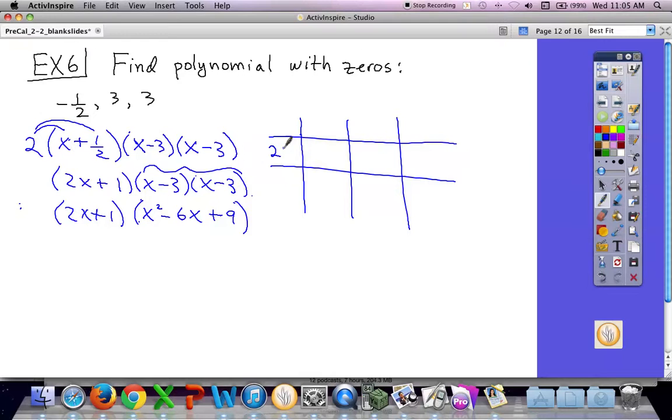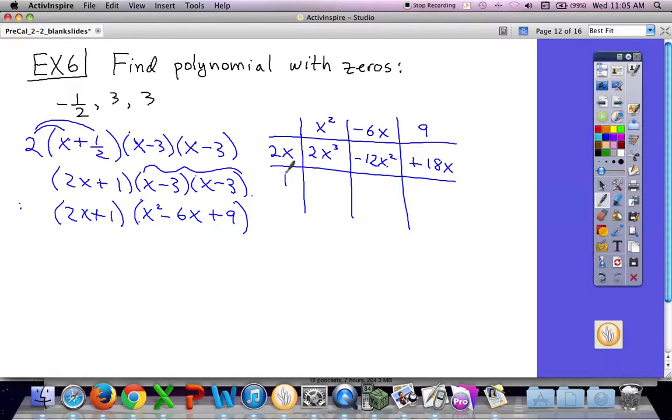2x plus 1 and x squared minus 6x plus 9. And now fill in the grid. That'll make sure you multiply everything in the first set of parentheses times everything in the second set of parentheses. Right, this first one becomes 2x to the third. 2x times negative 6x is negative 12x squared. And 2x times 9 is plus 18x.